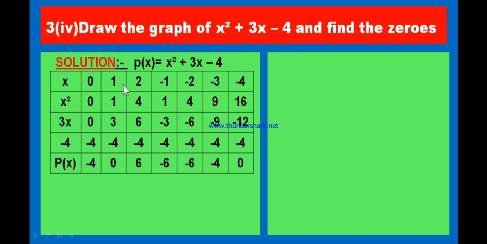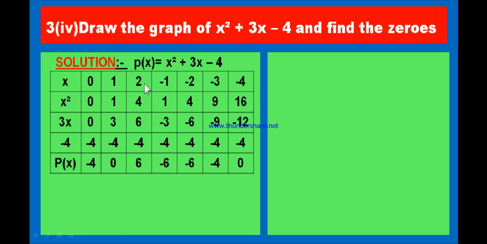and we get the second point 1, 0. Next, you take x is equal to 2. If we take x is equal to 2, then x square, 2 square is 4. 3x, 3 into 2, 6. And this is minus 4. 4 plus 6 is 10. 10 minus 4 is 6. Therefore, the third point on this parabola is 2, 6.